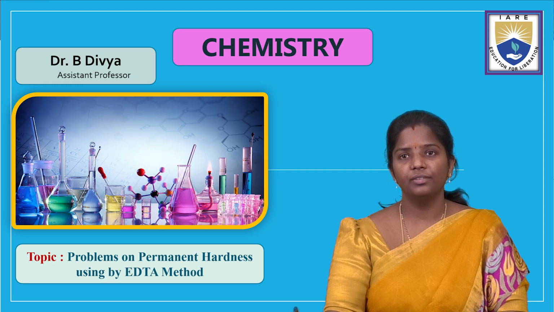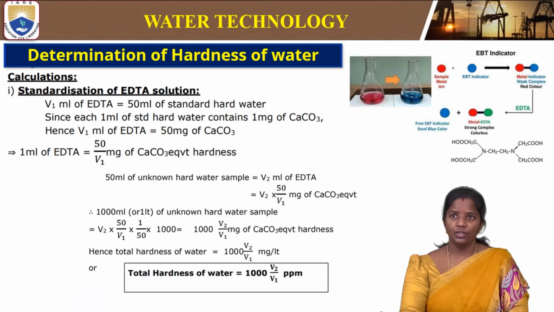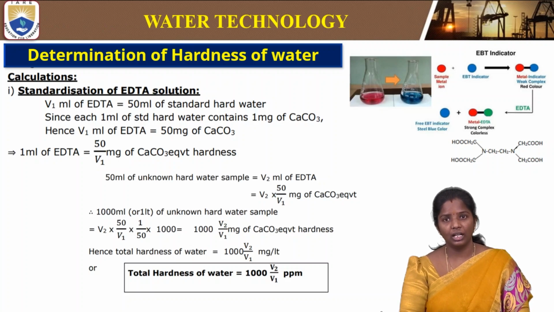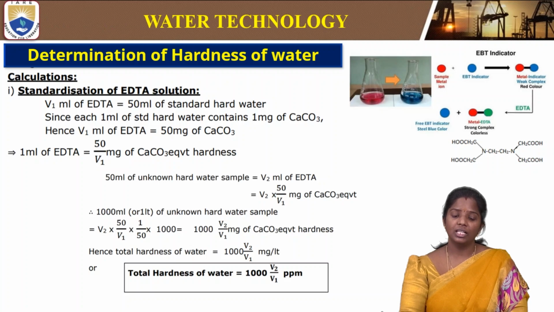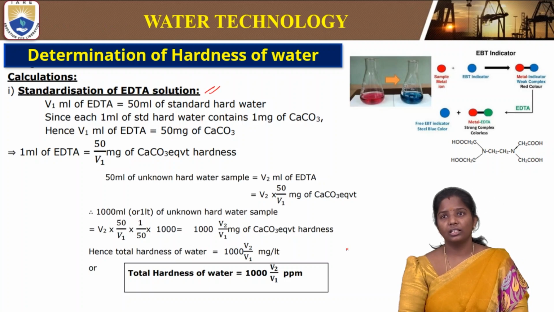So today in this session, we will discuss the permanent hardness problems in terms of calcium carbonate equivalence using the EDTA method. So what is the EDTA method? We will be using a ligand, that is EDTA, ethylene diamine tetraacetic acid in sodium salt form. Before we use it for our titration, we have to standardize the EDTA solution. For that we take the water and titrate against EDTA.